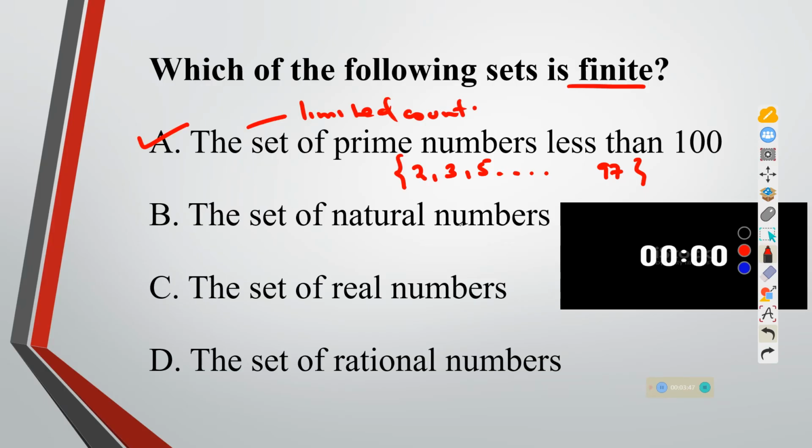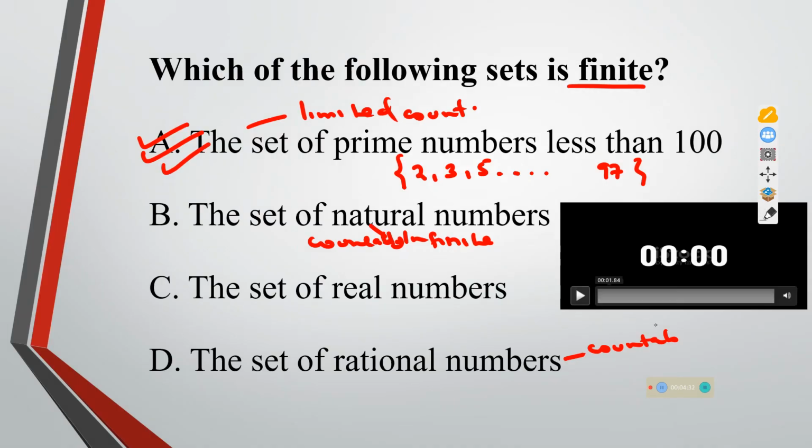Then when you look at the set of natural numbers, this is countably infinite. It is countable but infinite. The set of real numbers is an uncountably infinite set. Then the set of rational numbers is a countably infinite set. So basically, the set that will be finite is the set of prime numbers less than 100, and that will be part A as the answer. So we look at the next question.